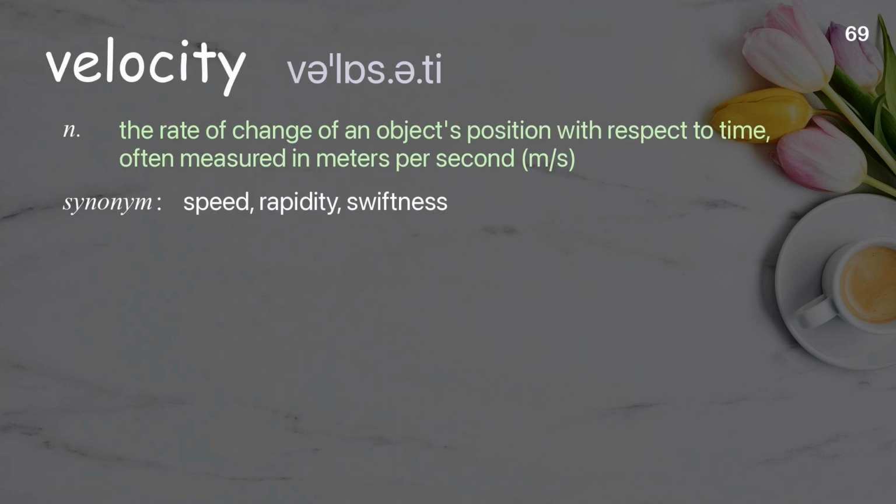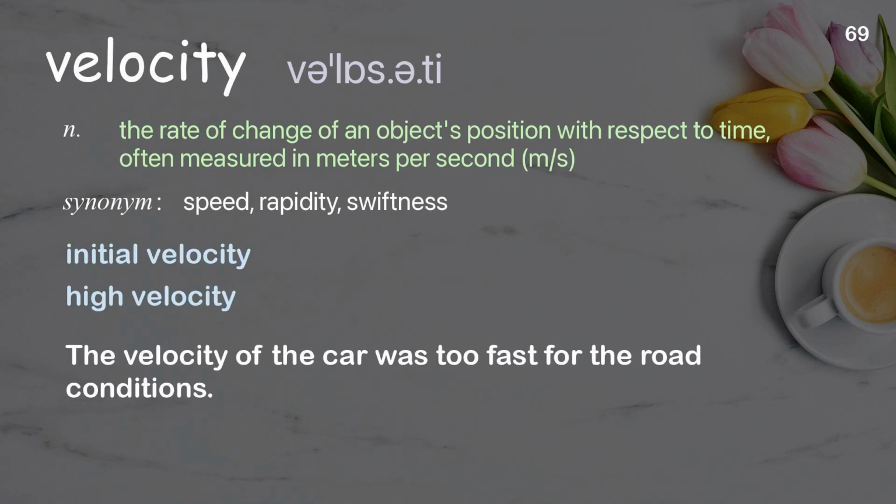Velocity. The rate of change of an object's position with respect to time, often measured in meters per second, m/s. Examples: Initial velocity. High velocity. The velocity of the car was too fast for the road conditions.